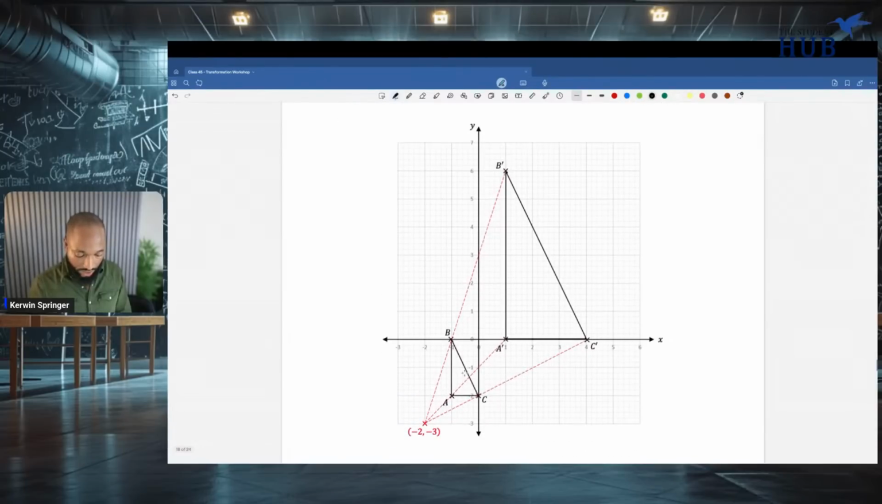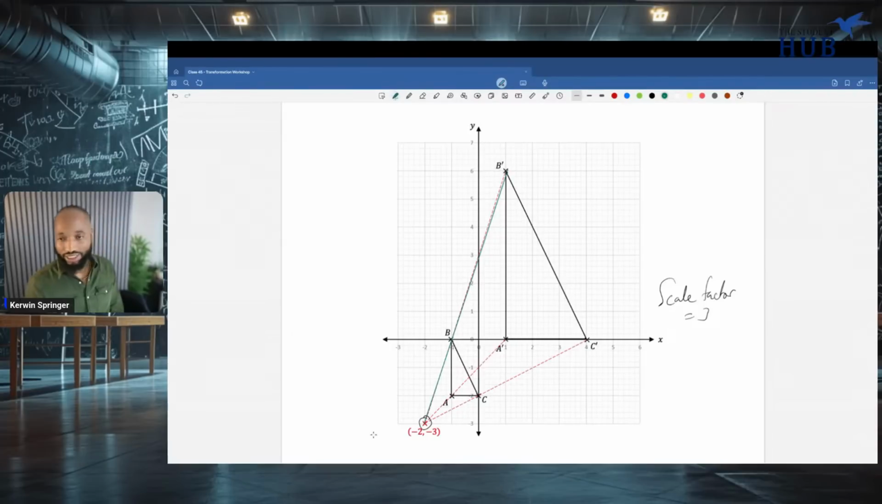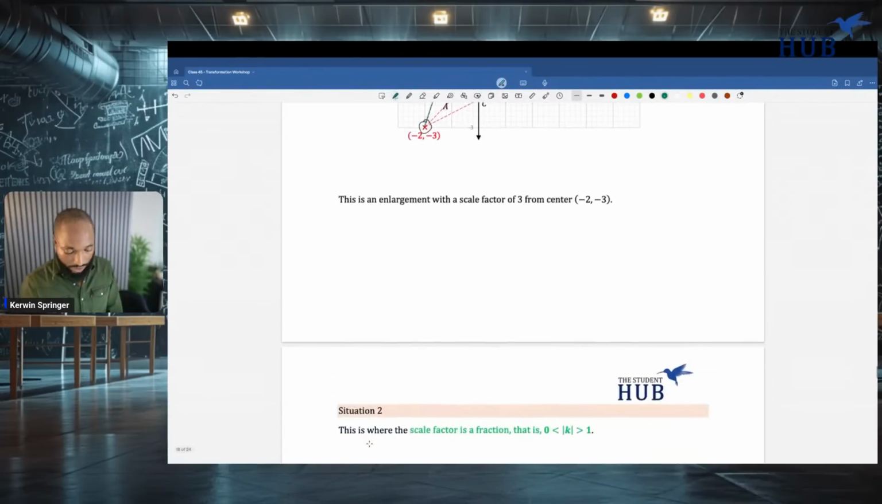This happens when the center of enlargement is not the origin. It's basically the same thing. The scale factor here looks like it's 3. Can you see that it's 3? This is 2 and this is 1, 2, 3, 4, 5, 6. But the center of enlargement is not the origin, it's over here. So how would you find it? You just connect B with B prime and draw that straight line. There is no construction to do with your compass. You're just connecting lines and they lead you to the center of enlargement.